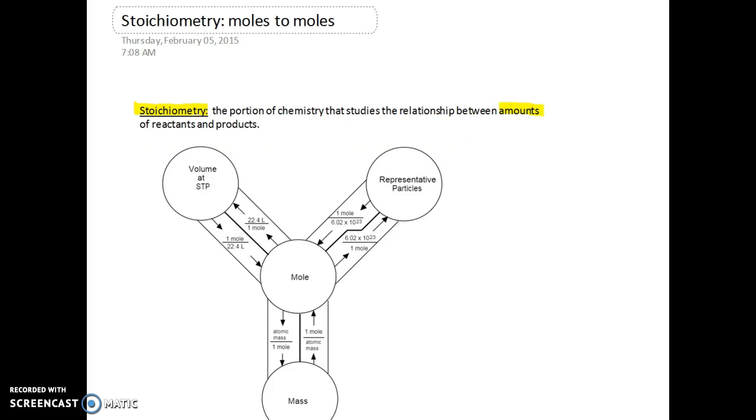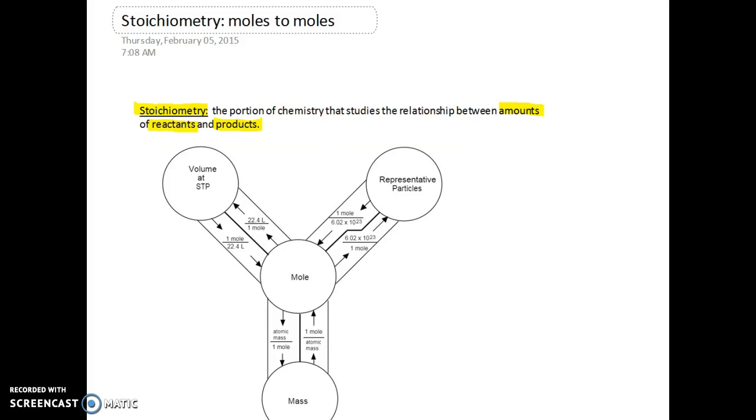And they're amounts of reactants that are always found on the left side of the arrow of a balanced equation, and products which are found on the right side of the arrow of a balanced equation. So stoichiometry is studying the relationship. We can use stoichiometry to determine how much of a reactant we need to make a certain amount of product, and how much of a product is made if we know how much reactant we have in a chemical equation.